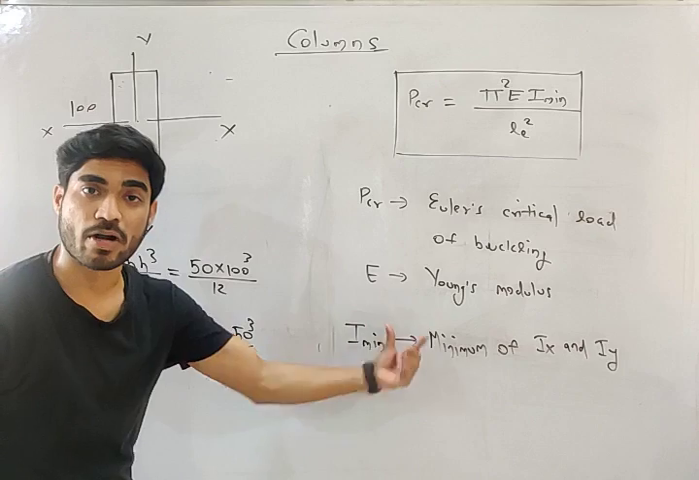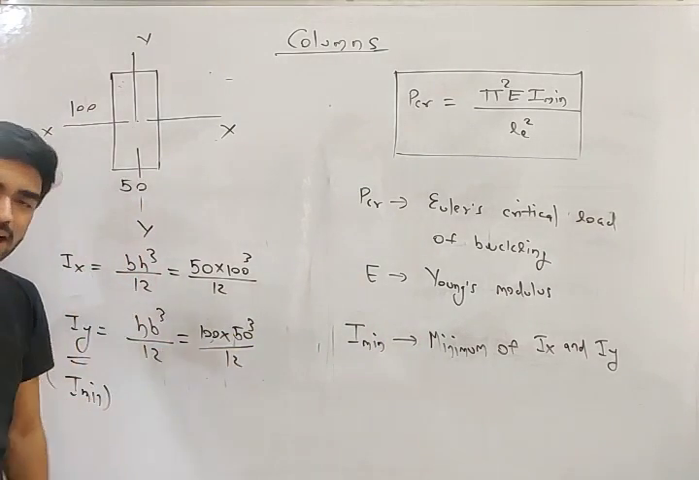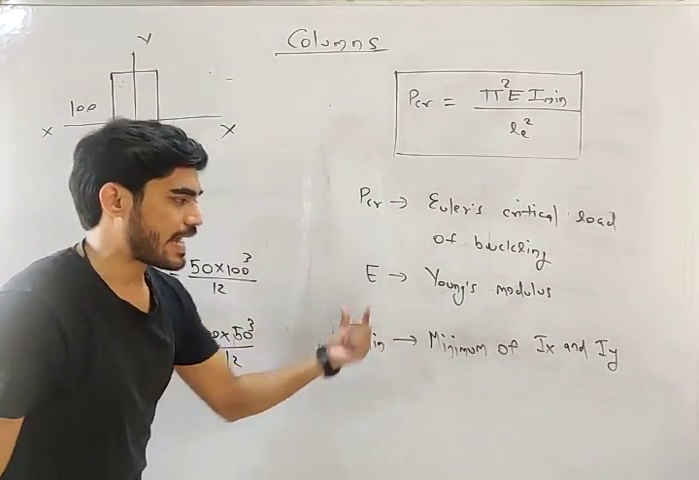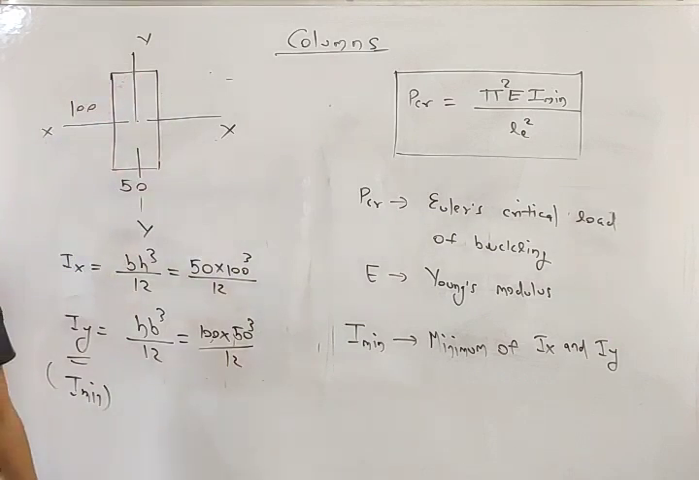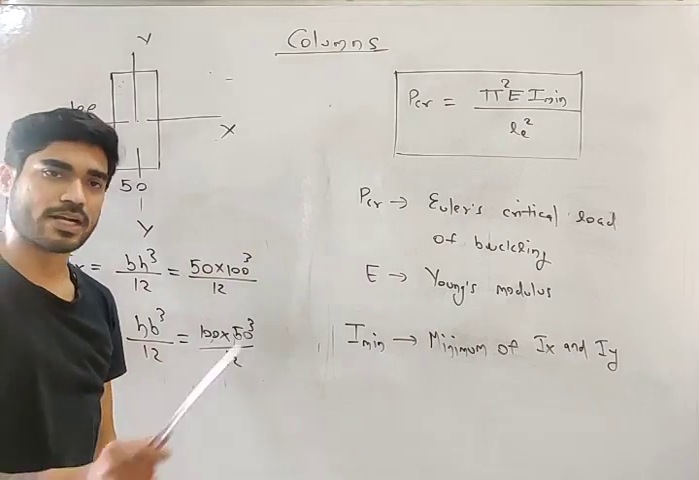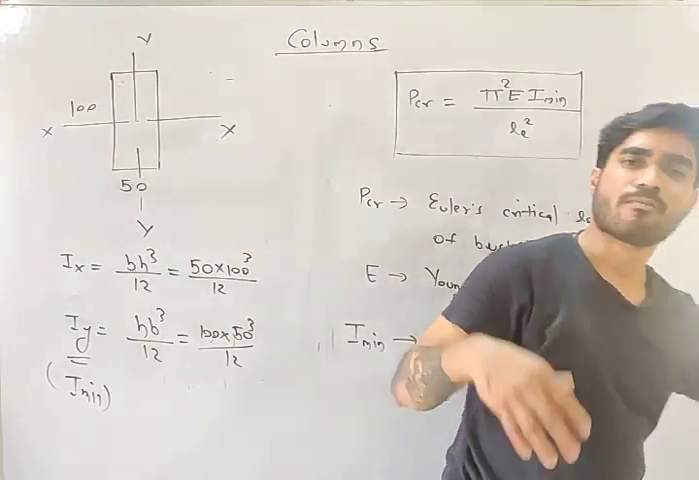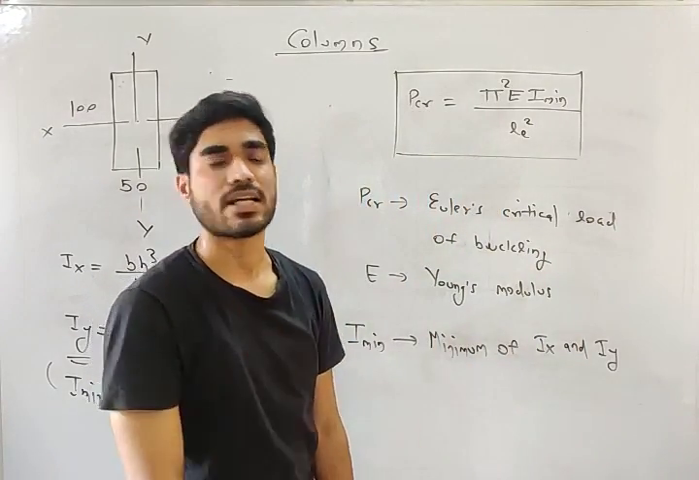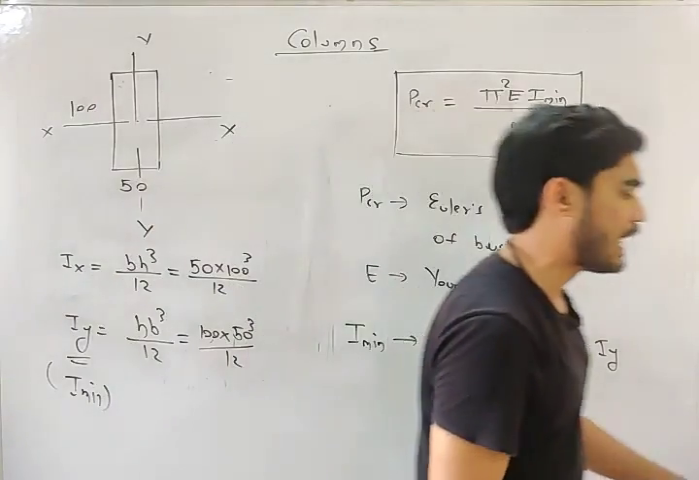Do you understand this? What is I minimum? Minimum of Ix and Iy. Why are we using it? Because if Ix is minimum, it is going to bend about the x-axis. If Iy is minimum, it is going to bend about the y-axis. Alright, my friend. For a circular section, Ix and Iy are both equal, so it can buckle about x or about y. Doesn't matter.